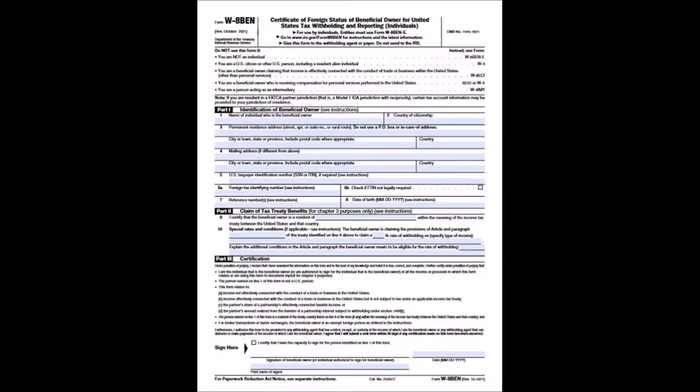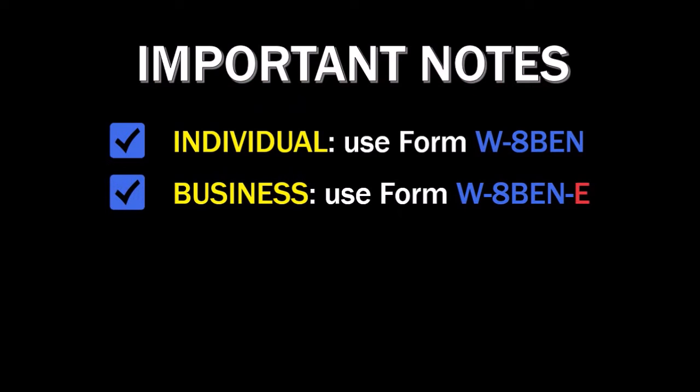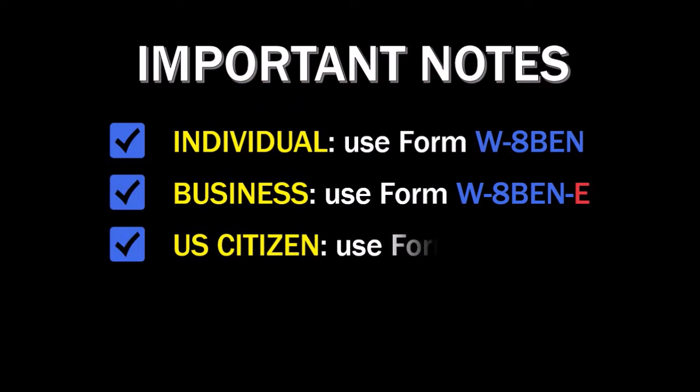Now, before I wrap up, I just want to make a few important points. If you are an individual, like an independent contractor or sole proprietor, use the W-8BEN form, which I'm showing you in this tutorial. If you're a business entity, use form W-8BEN-E. If you are a US citizen or resident, use form W-9.